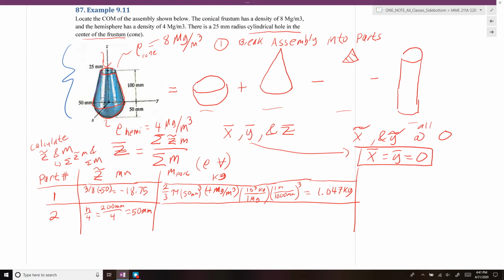And then for the mass of our cone, we need to know the volume of the cone. The volume of a cone is equal to 1/3 pi times the radius at the base, which in this case is 50 millimeters, squared, times the height of our cone, which is 200 millimeters.